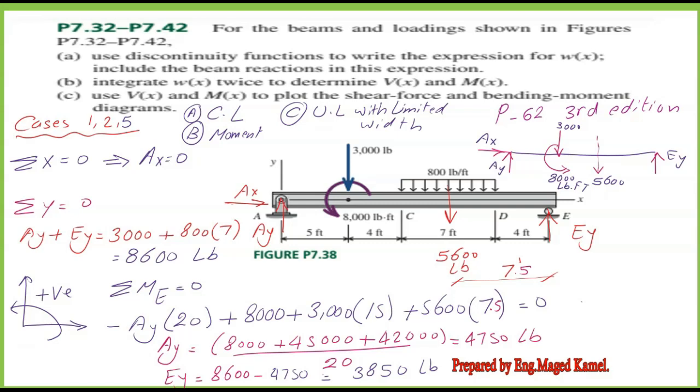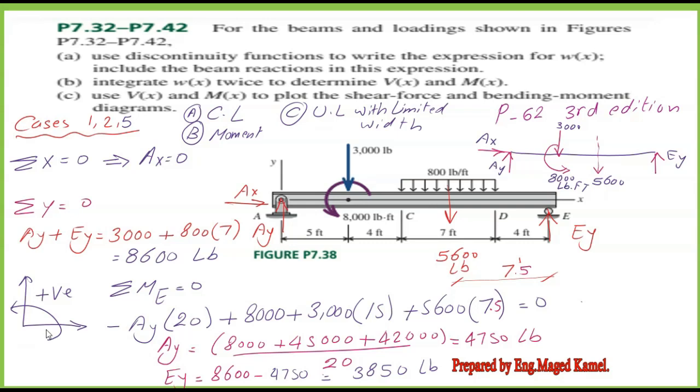We will solve Prof problem 7-38, which is about developing load function W of x, shear function V of x, and moment function M of x by using the discontinuity function. The same problem is P7-62 in the third edition. The Prof problem is included in Professor Timothy Philpot's book, An Integrated Learning System, Mechanics of Materials.